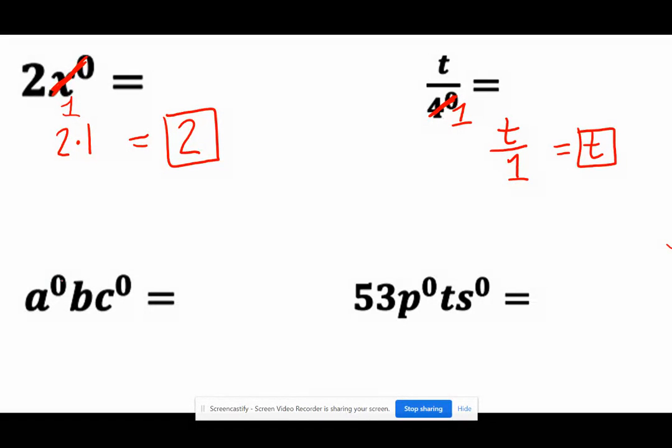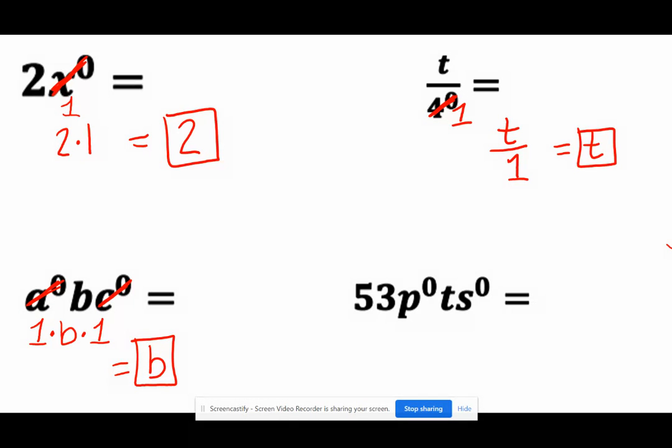We have a to the 0 times b times c to the 0. So the a to the 0 is just 1, so 1 times b, and then times c to the 0 is also 1. So we have 1 times b times 1. And if you were to do anything else, like 1 times 3 times 1, it's just itself. So really, 1 times b times 1 is just b.